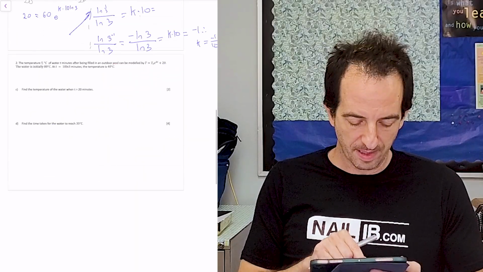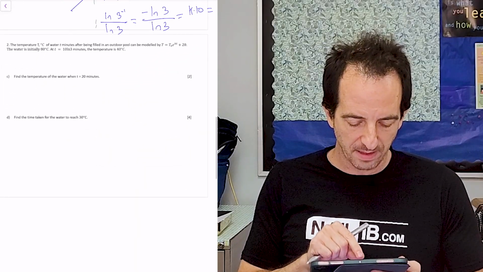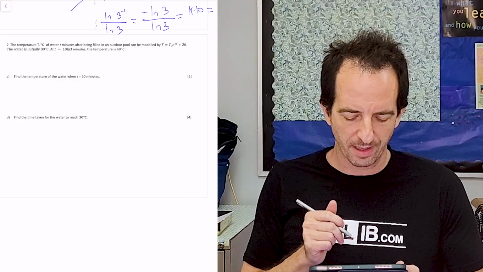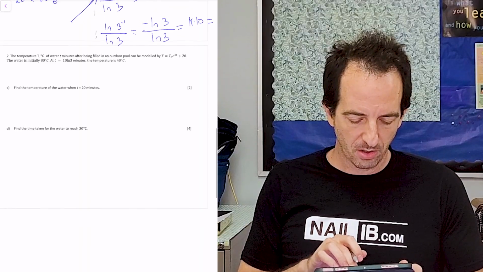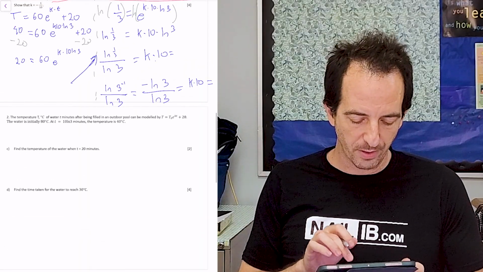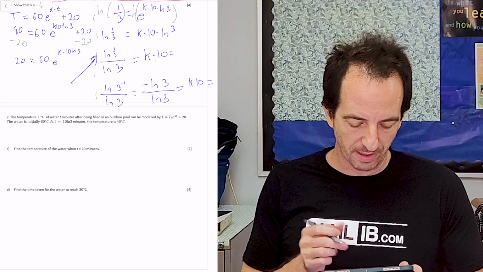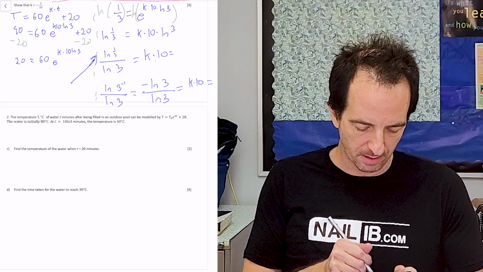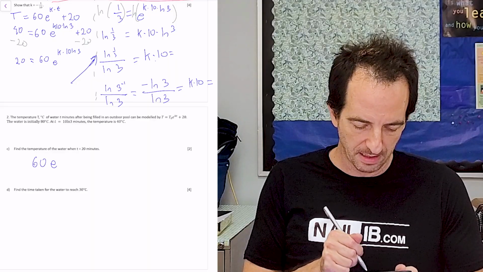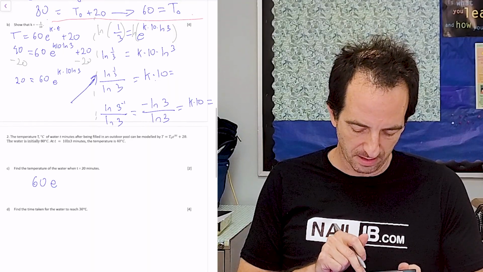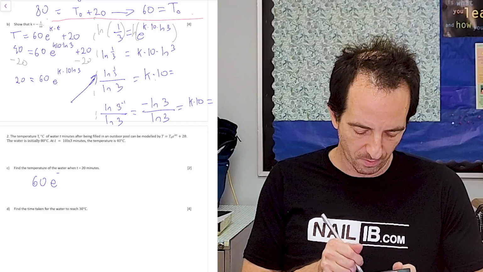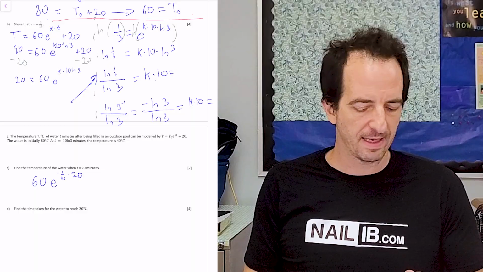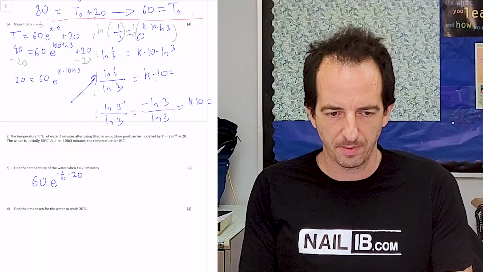Moving on. All right, in the last couple of parts, they want us to simply, it looks like, plug in or solve. Find the temperature when the time t is equal to 20 minutes. So now we know what k is equal to, right? We know that k is equal to negative 1 over 10. And for this problem, all we're doing is plugging it in. So 60 times e to the power of negative 1 over 10 times 20. I will plug that into a calculator. That looks like a calculator problem.